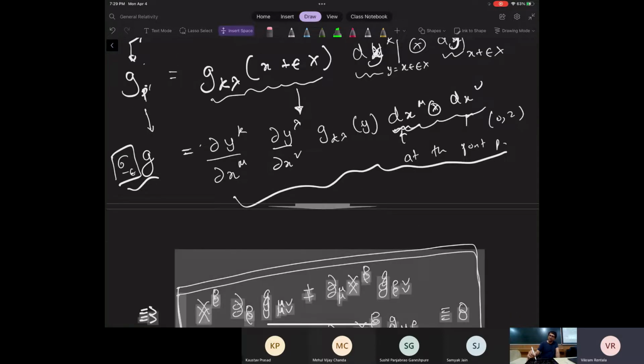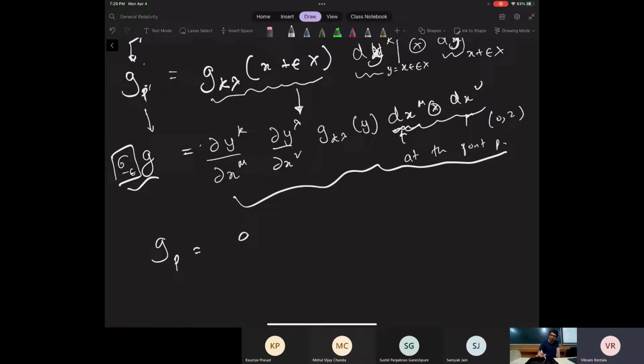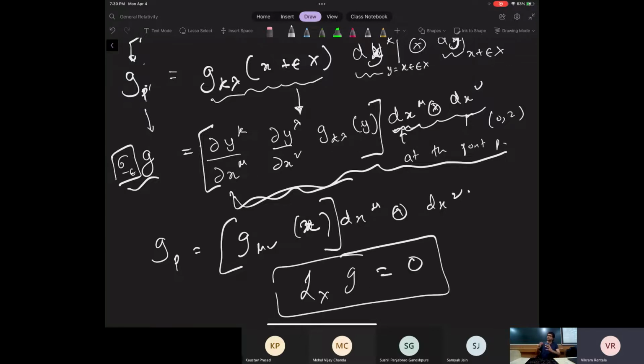Once we've converted it to a tensor at the point P, we can now compare this with the tensor evaluated at the point P, which is g mu nu of x dx mu dx nu. The difference between these two will be infinitesimal for small epsilon. What we want is that the difference between these two is 0. If the difference is 0, then we say that the Lie derivative of g is 0, that is, the metric is unchanged under this diffeomorphism.